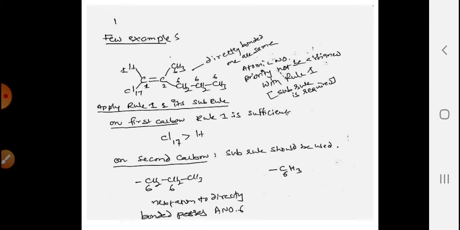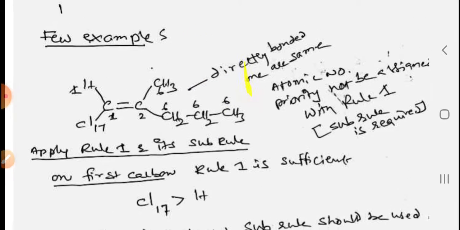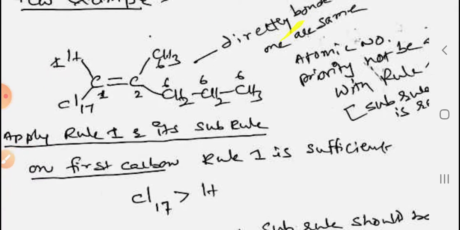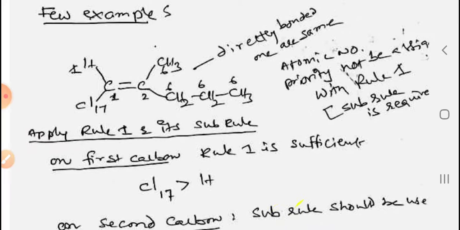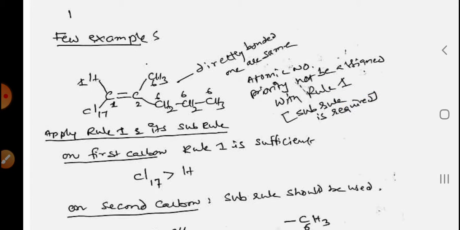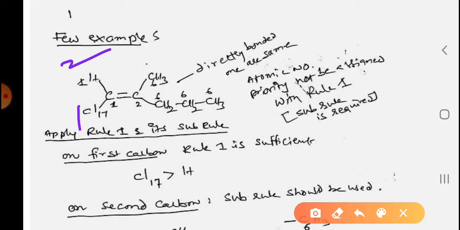Now go to the examples. See here, you can assign the sub rules. You can observe first, then I will explain. In this example, the first carbon has chlorine and hydrogen. We can easily assign with rule number 1 only. It is first priority, second priority, because it is 17, it is 1. From this side, the first rule is not decisive because directly attached are 6 and 6. Then go to the next, here hydrogen is there.